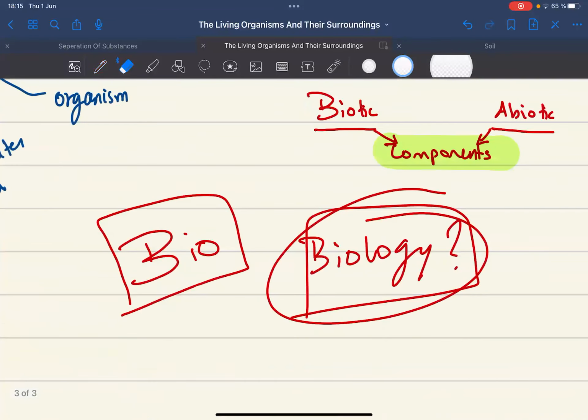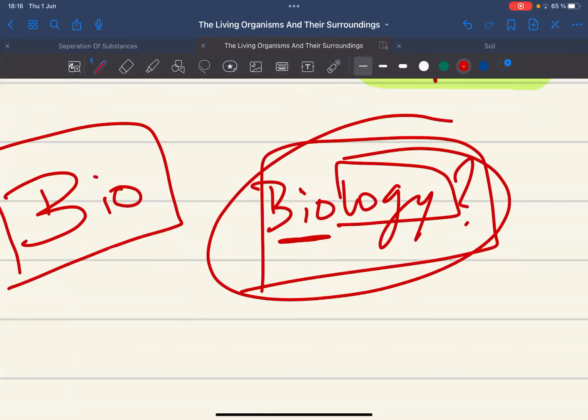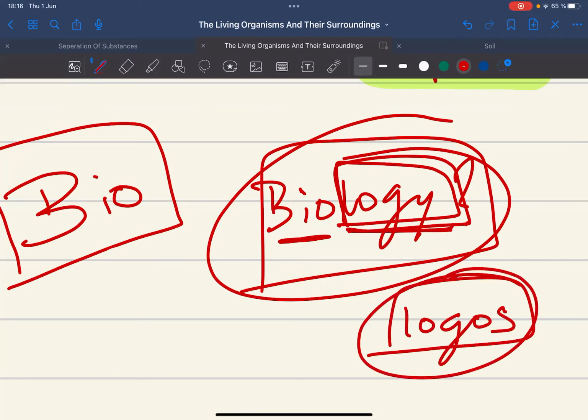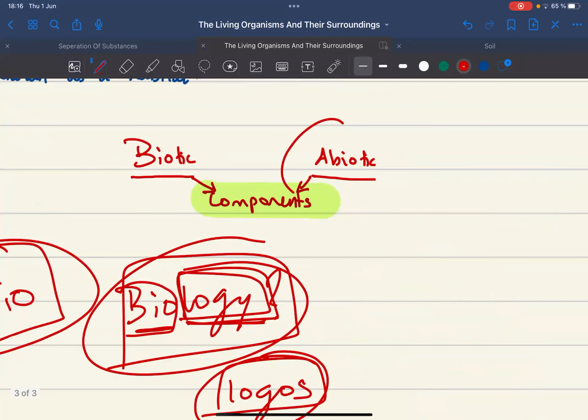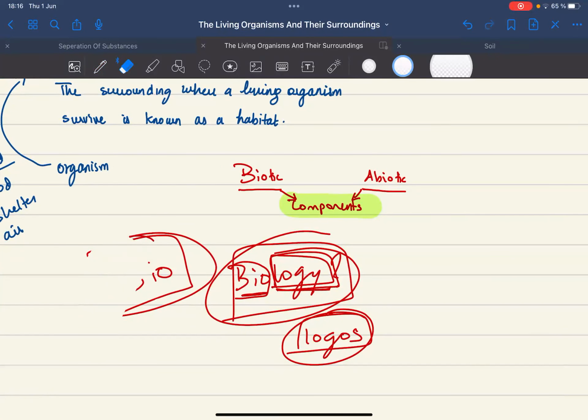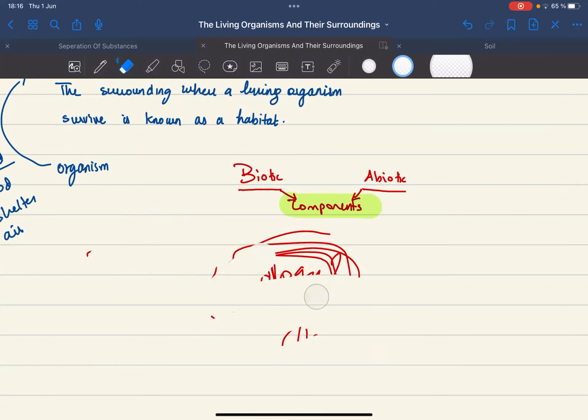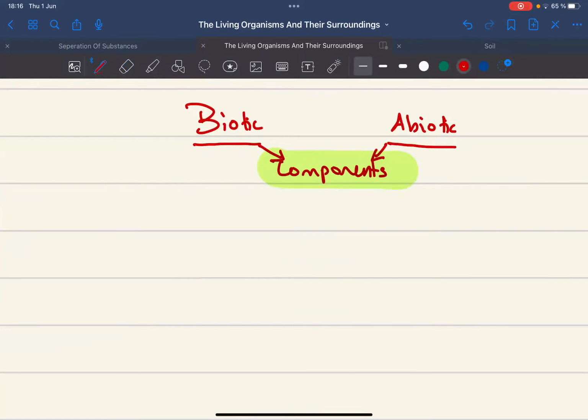Bio means life. And logy means study. Logy comes from the Latin word logos, which means study. So, biology means study of life. That is the meaning of biology. So if bio means life, abiotic means non-living thing. Exactly. Okay. So bio means life. Abiotic means non-living. Biotic means living components. Abiotic means non-living components.